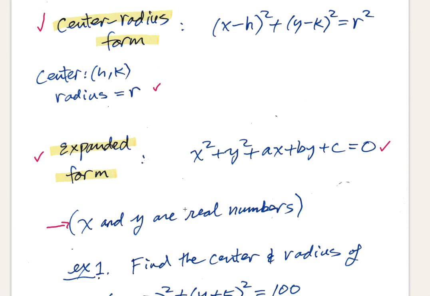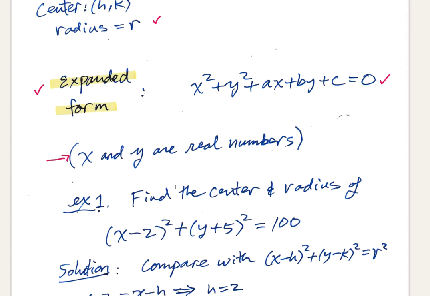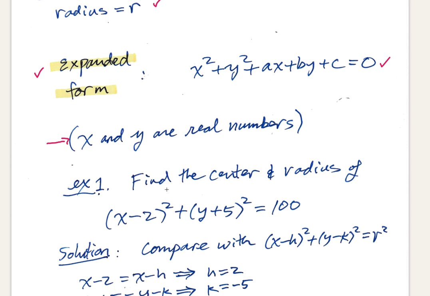Okay, well, let's take an example here. Looking at these two forms, you can probably already tell that if a circle's in center radius form, it's going to be a lot easier to figure out what the center and radius are, because they're virtually sitting there for you. Trying to find the center and radius of a circle in expanded form is going to be rather more difficult. Okay, let's take the easy case first, though.